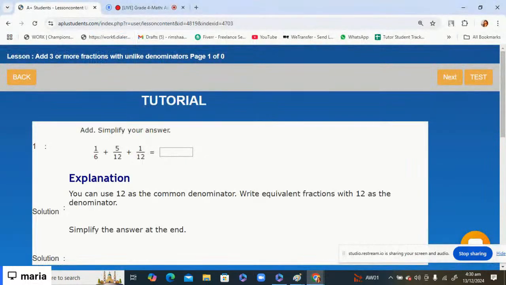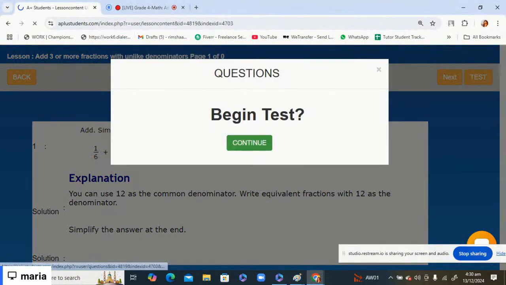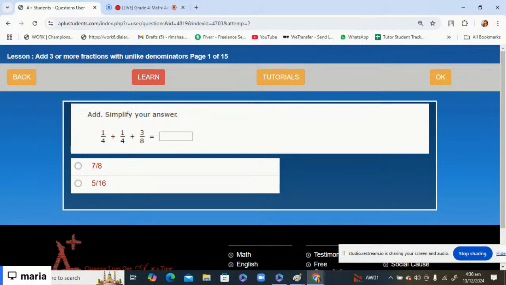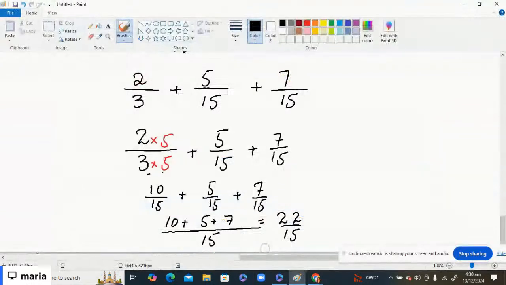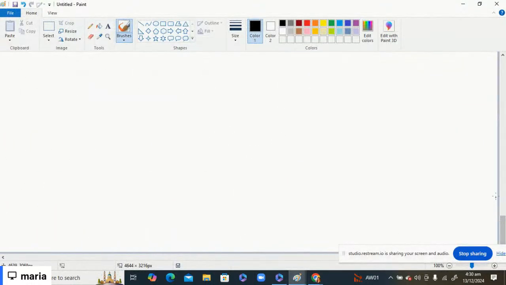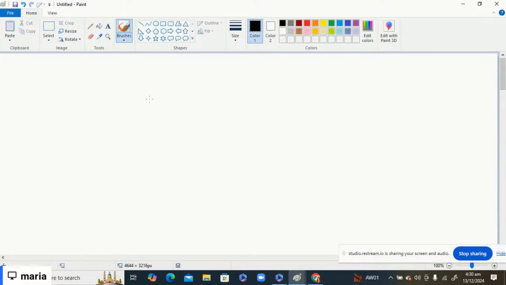Okay, now let's do the test questions. 1/4 plus 1/4 plus 3/8. As we can see, 1/4 and 1/4, both of them have 4, 4. But the third one is 8. So we make the third one equal to that.